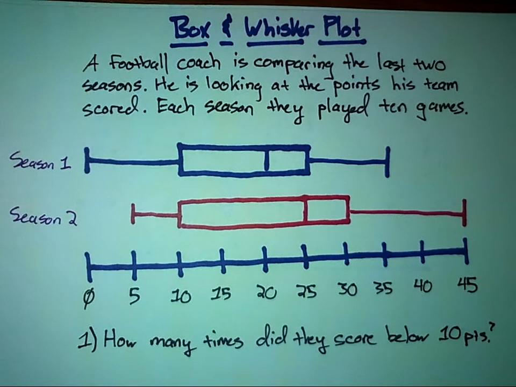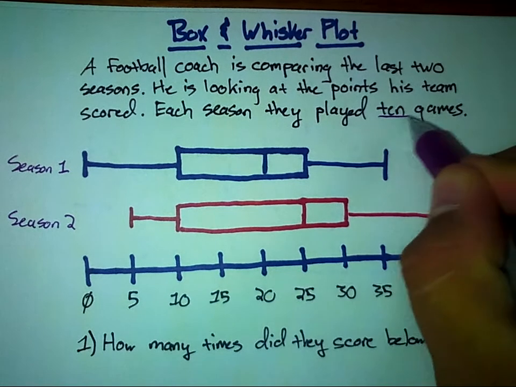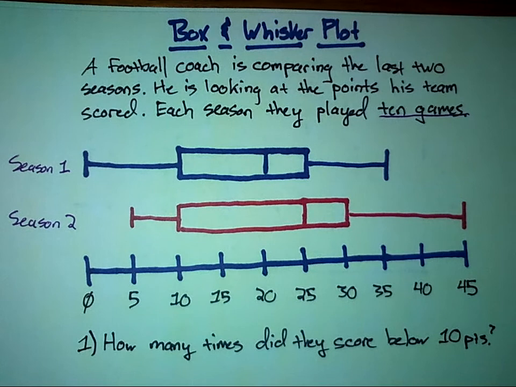So here's an example. A football coach is comparing the last 2 seasons. He's looking at the points his team scored. Each season, they played 10 games. And some key information right there. That's going to be pretty big when we get to do some more work. So here we have the box and whisker plots of the 2 seasons and what they scored. Notice how we don't have the data. That can kind of complicate things, but it all depends on the question being asked.